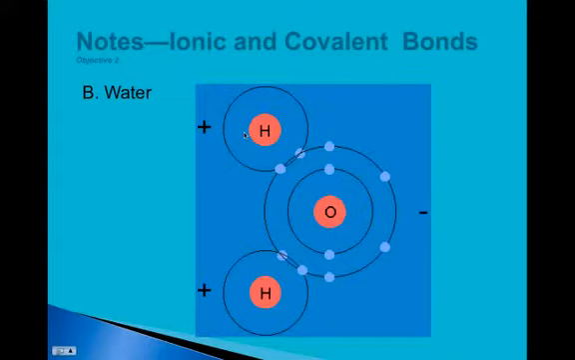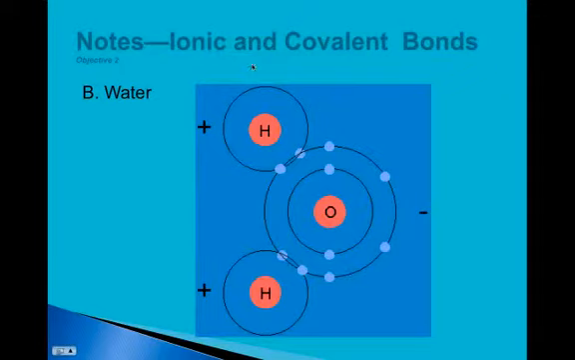Hydrogen, just like before, only has 1 electron to share. So there's 1 electron to share here, 1 electron to share here. Oxygen has 2 electrons on its inner level. On its outer level, it only has 6 electrons. It needs 8 electrons, so it has 2 open spots to share with hydrogen. That's why we have 2 hydrogens.